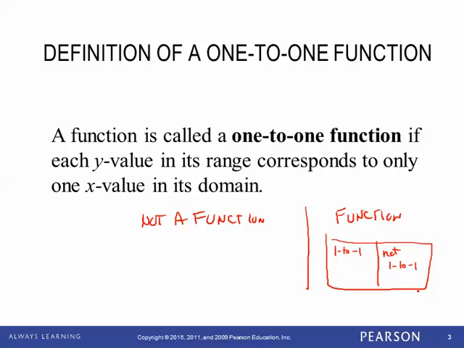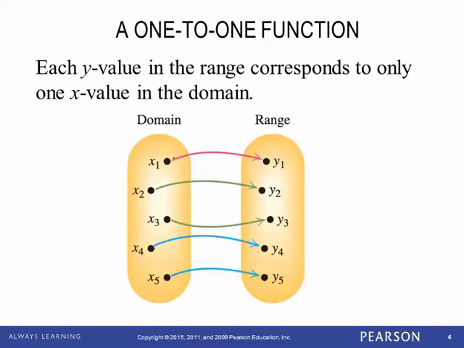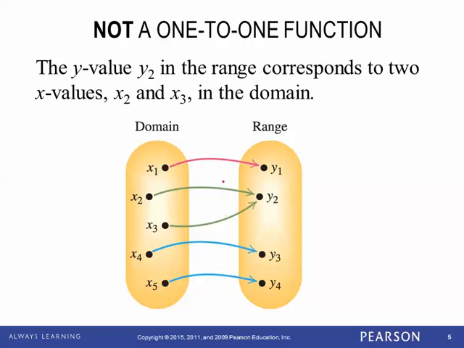But let's take a look at something here. So this one would be a one-to-one function. Notice for every single x, you have a completely different y. There's never a time where you have two y's having the same x, because you can have that in terms of a function. We'll talk about it in just a second here. This one is not a one-to-one function. Notice the x2 and x3, they both go to y2. Again, no longer a one-to-one function.